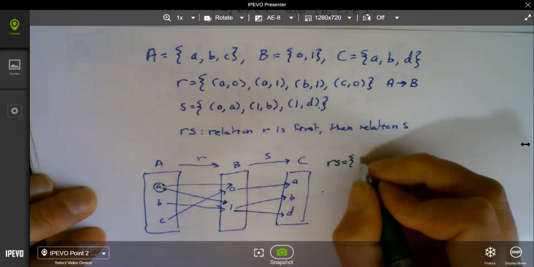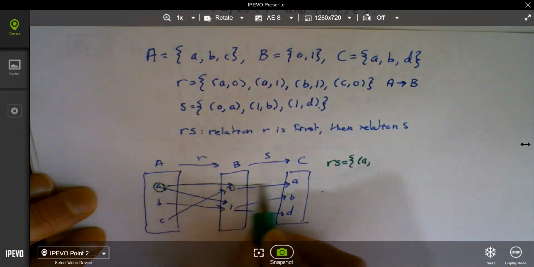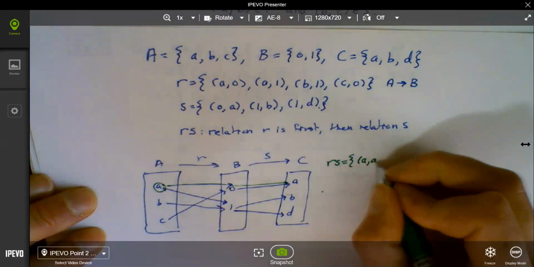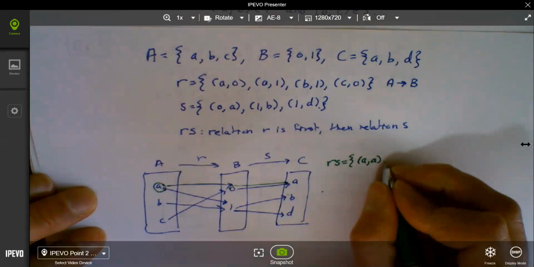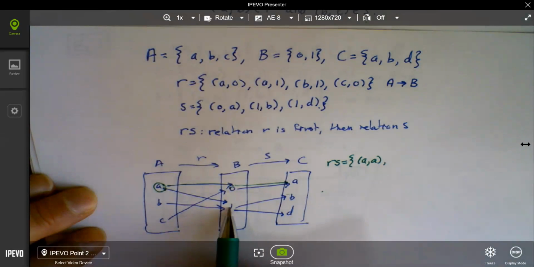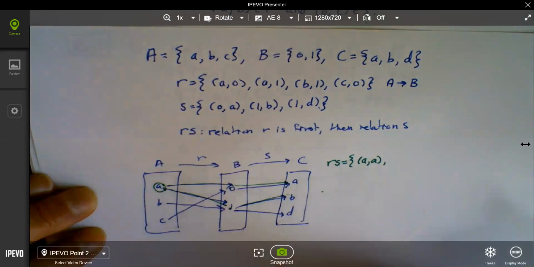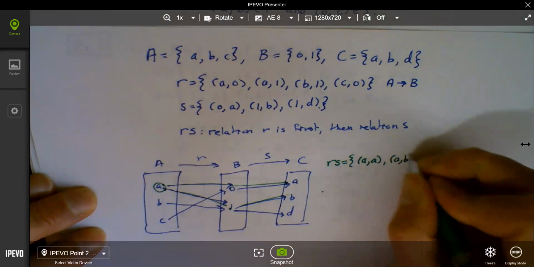We're going to start at little a, and we can go to 0 in set B, and then at 0 in set B, that corresponds to little a in set C. So AA is an element in RS. Now, there was a different way we could have gone. We could have gone from little a in set A to 1 in set B, and then could have gone to little b in set C. So we could have gone A to B.